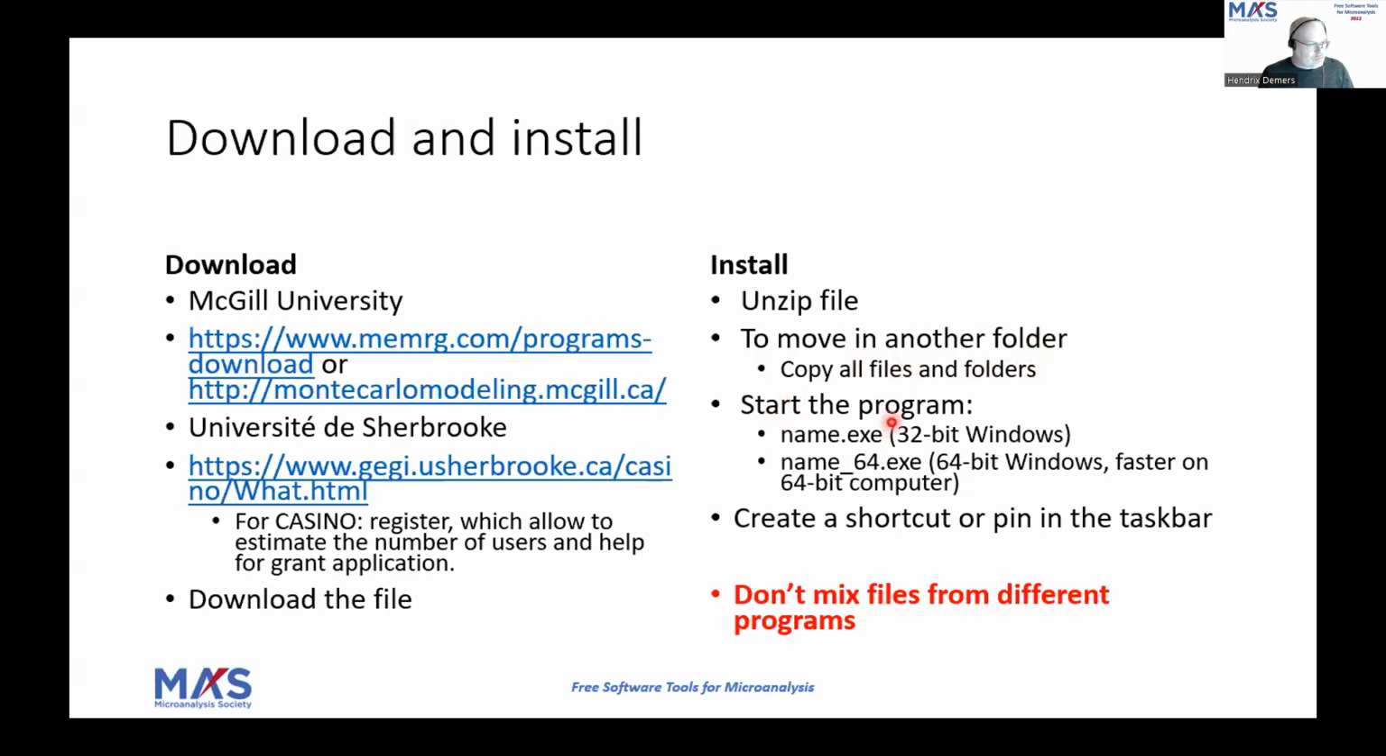If you want to start a program, most of them have two versions. One is without an extension, and it's just for the old version of Windows, 32-bit Windows. The one with _64 is for Windows 64-bit, so more modern Windows and computers, and it's way faster than 32-bit Windows. After that, you can create a shortcut on the desktop or pin it in the taskbar. Something important: most of these programs have a command file that is very similar, but don't mix the files from this software because they are not exactly the same format, and they create a problem with the simulation, and the program will not run correctly.